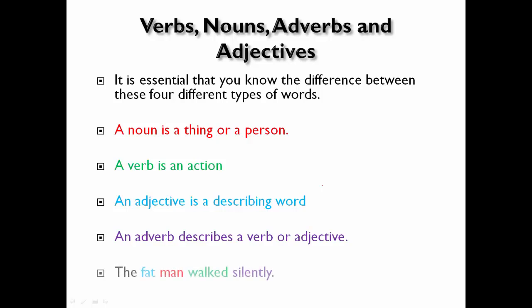And if you can't think of those in the test, just think of the fat man walked silently. The fat man walked silently. So fat is an adjective because it's describing the man. The man is a thing, it's a person, so it is a noun. Walked is a verb, it's an action, so he's doing something, he's walking. So that's the verb. And then finally, silently is describing that verb. So you can think of that example if you are not sure in the exam. That's just a quick way to think of it.